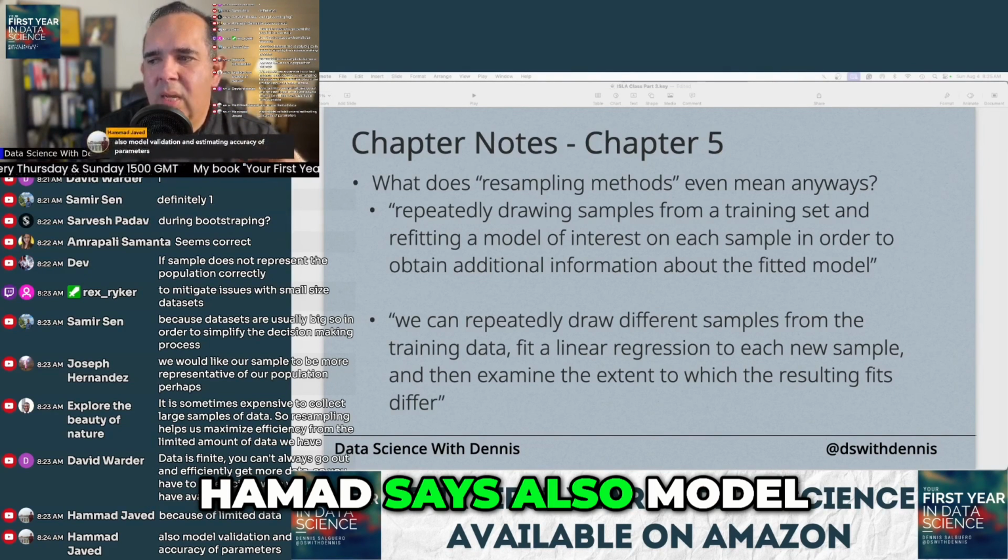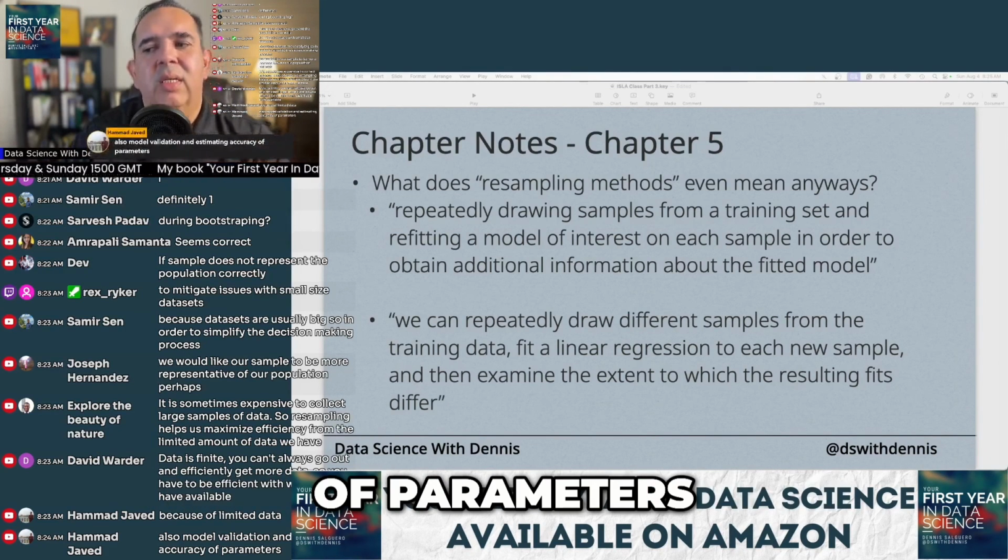Hamad says also model validation and estimating accuracy of parameters. Okay, okay.